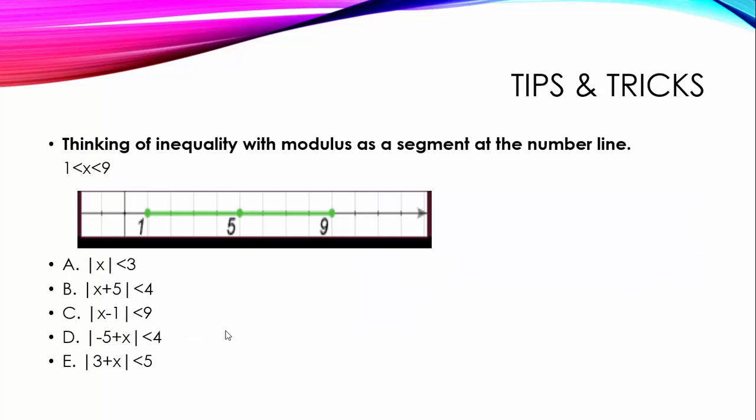Let us look at some tips and tricks. The three steps method works in almost all cases. At the same time, often there are shortcuts and tricks that allow you to solve absolute value problems in 10 to 20 seconds. Think of an inequality with modulus as a segment on the number line. For example, 1 less than x less than 9. What inequality represents this condition?